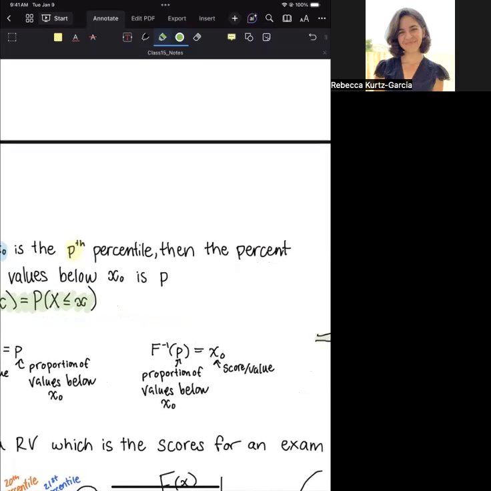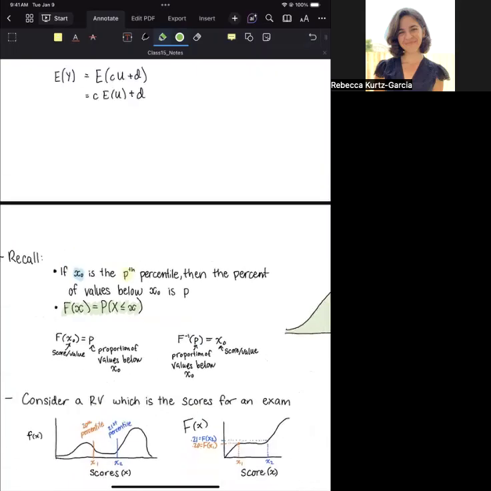On the flip side, we could also find the inverse of that function. And the inverse of that function is a function of p, that proportion of values. So if you want to figure out what score was the 98th percentile, you could put 0.98 in this function and it would pop out the score that was the 98th percentile. So again, we have this nice relationship, which is useful for the discussion we're about to have.